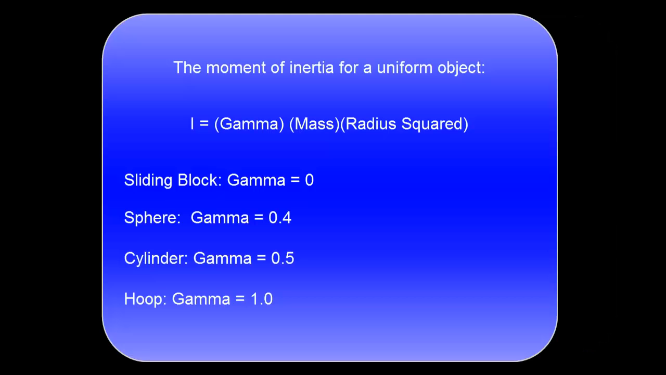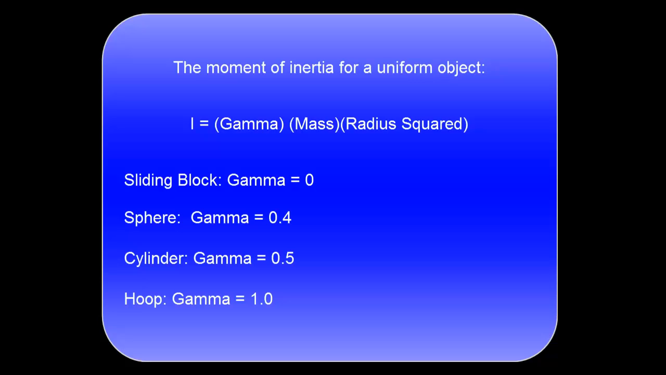An important concept in understanding rotation is the moment of inertia. The moment of inertia for a uniform object can be written as gamma, some constant, times the mass of the object times the radius squared. For a sliding block that doesn't rotate, gamma is 0. For a sphere, gamma is 0.4, or 2/5. For a cylinder, gamma is equal to 0.5. And for a hoop, gamma is equal to 1.